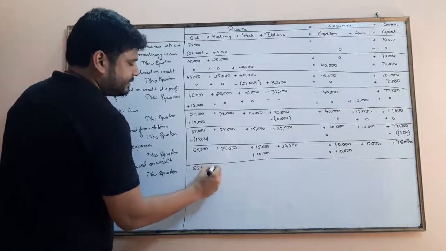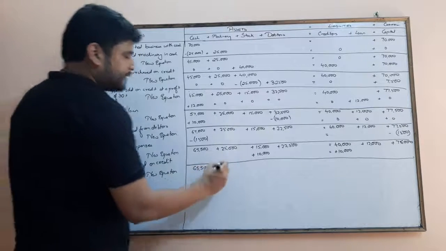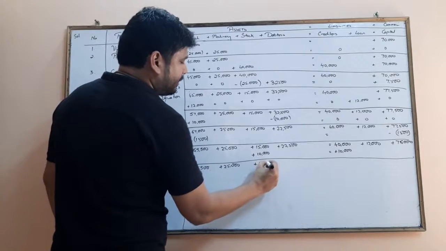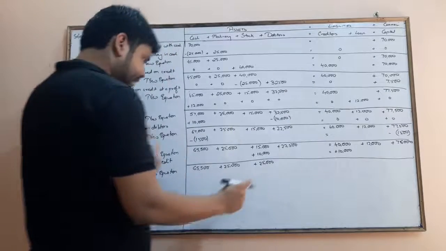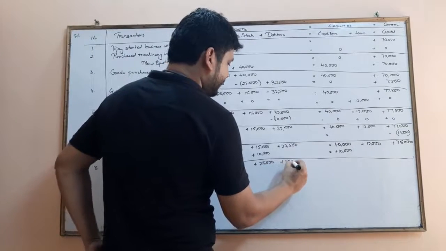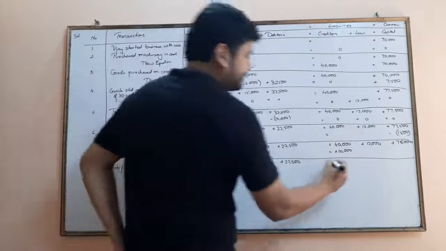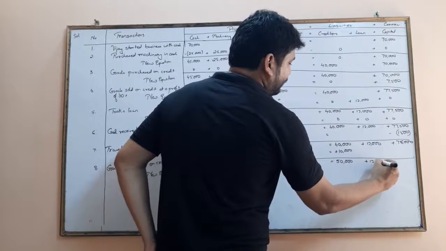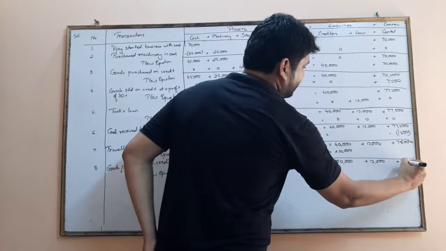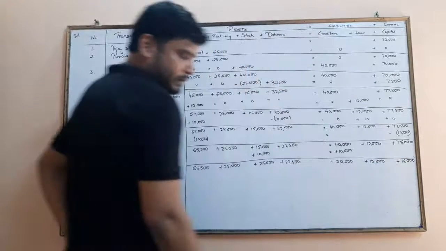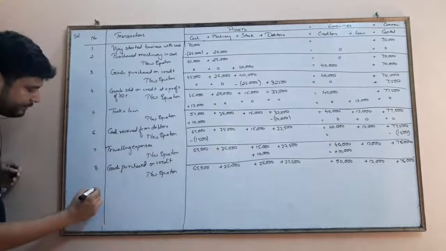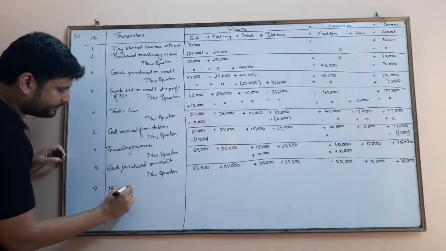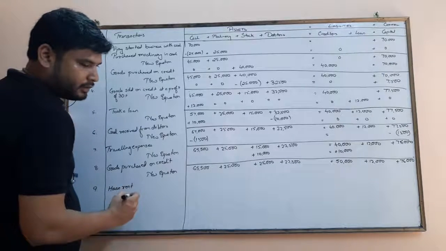65,500 cash, machinery 25,000, 25,000 now I'm having of goods, debtors of rupees 22,500, creditors have increased to 50,000 plus 12,000 of loan plus 76,000 of capital. Now point number 9. House rent of the owner.